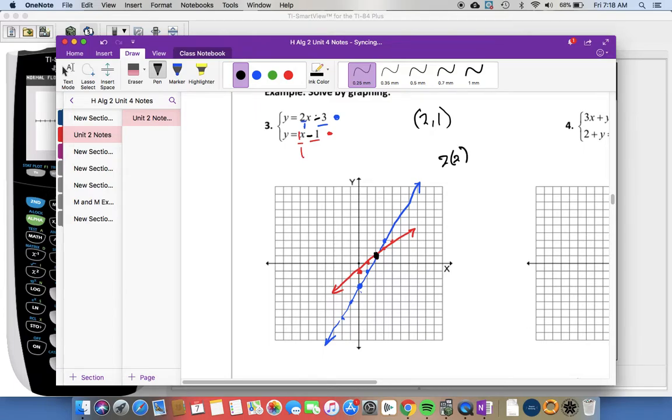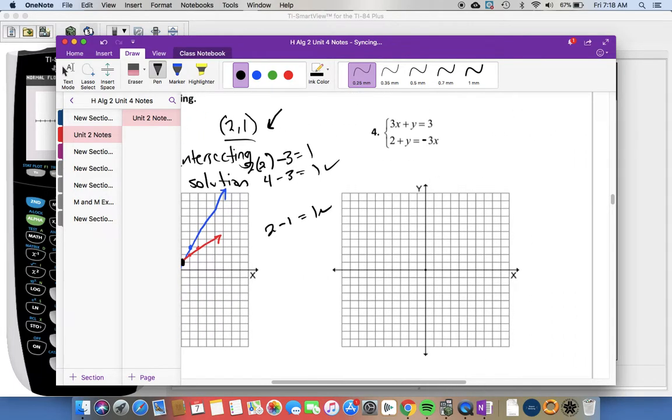So 2 multiplied by 2 minus 3 should be equal to our y value of 1. And 4 minus 3 is 1, so it works for the first equation. Second equation, 2 minus 1 should be equal to 1, and it is. So it looks like this is, in fact, our solution. So these would be intersecting lines, which means that they have one solution, and that one solution is here at 2, 1.